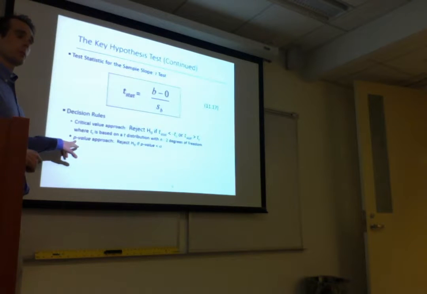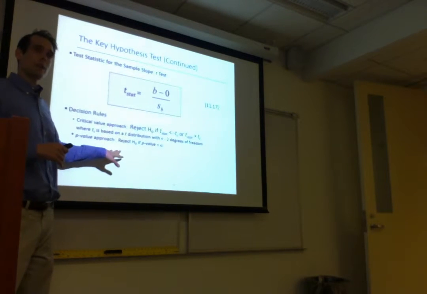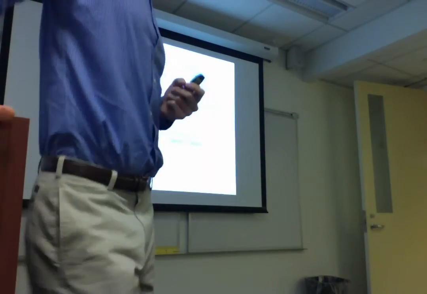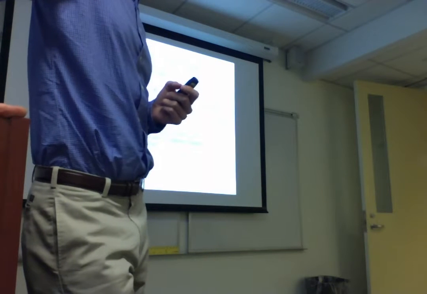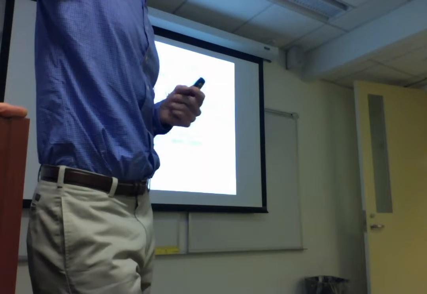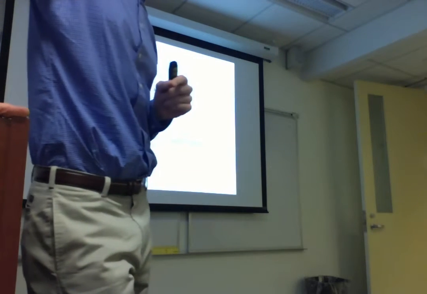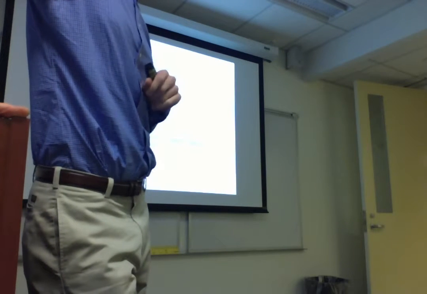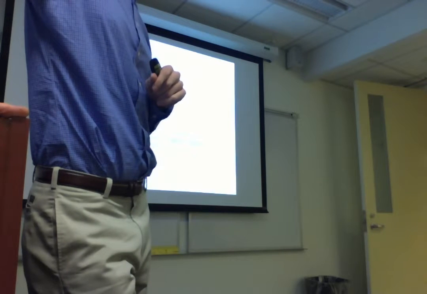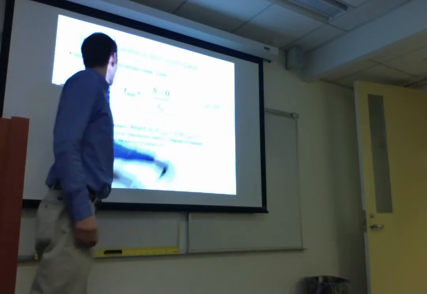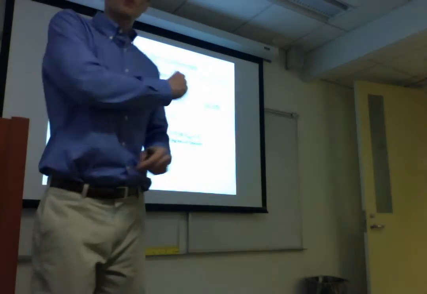Alternatively, we could use the p-value approach. For t, you're going to need to use Excel to calculate the p-value. The p-value tells us the probability of finding a result at least that extreme. So a low p-value says, gosh, that was really unlikely to happen. And if the p-value is below our significance level, then we reject the null, that there's no relationship, and say, yes, there is a relationship.